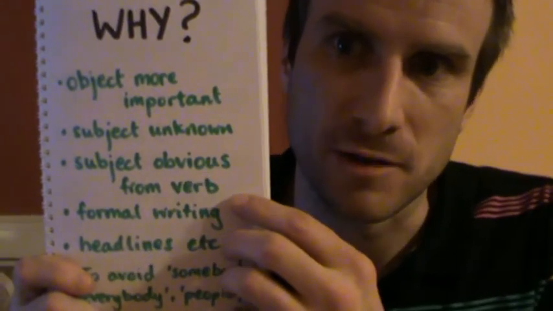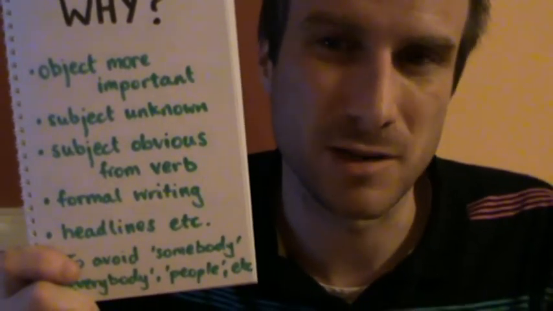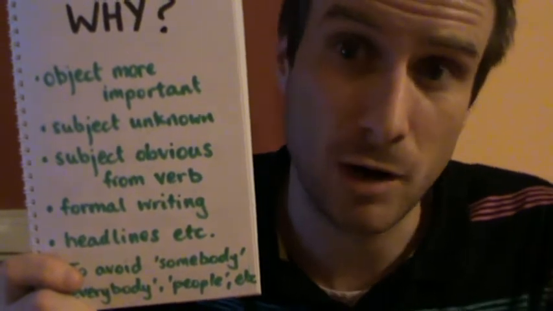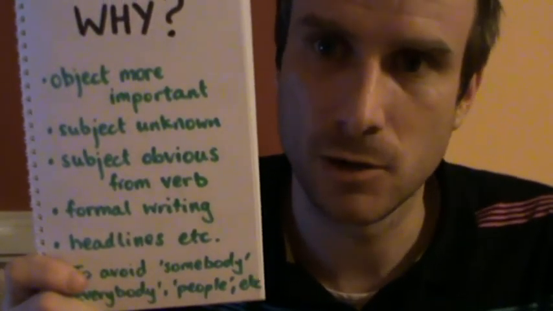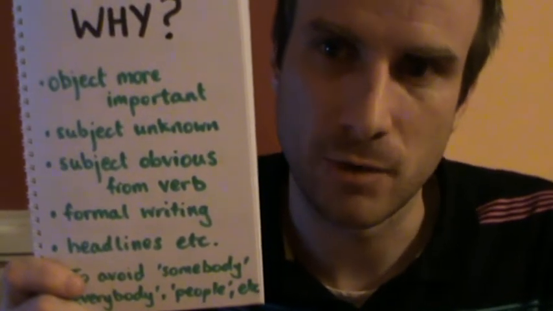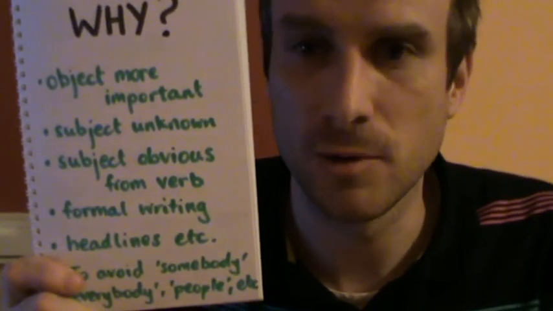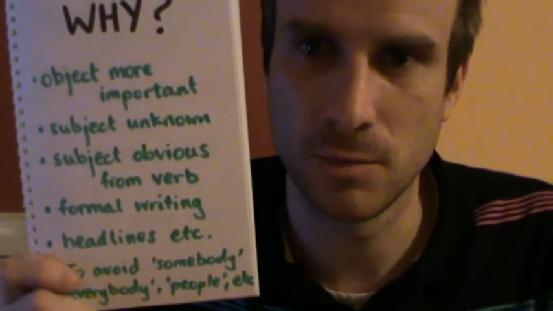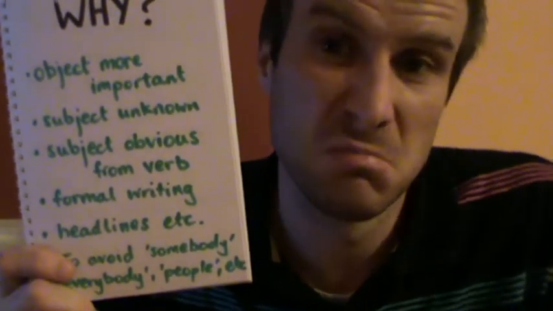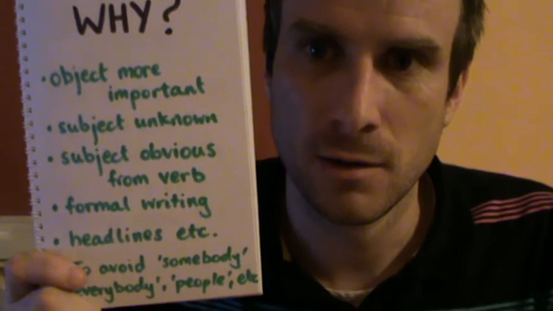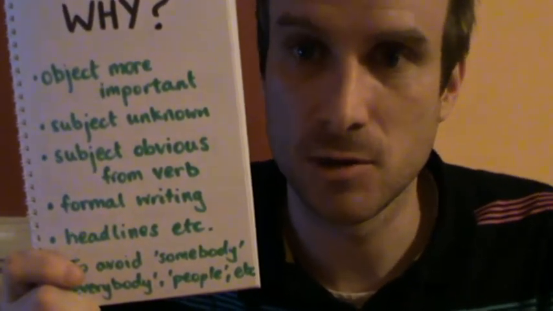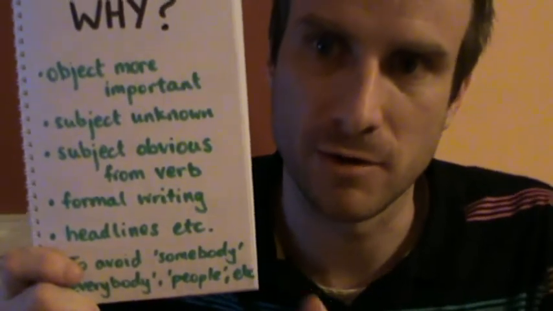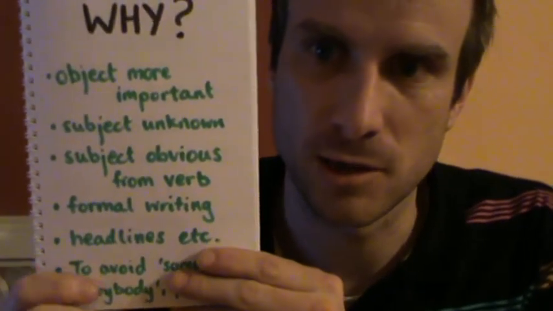If the subject's obvious from the verb, that means verbs like arrest, try in a court, for example, sentence again in a court. Only the police really arrest people. So you'd say the criminal was arrested yesterday, because saying police arrested the criminal is not necessary. The man was sentenced to 20 years in prison, because we know that only a judge can do that verb, so it's quite obvious who the subject is.